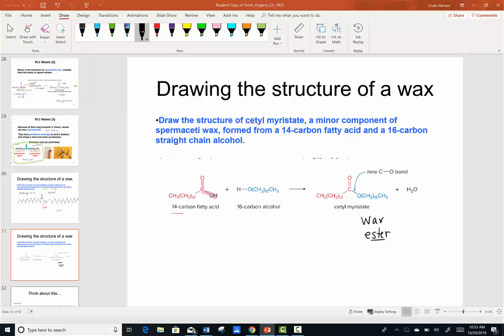So just kind of an opportunity to recheck what we drew on the first page there. Drawing the structure of cetyl myristate, a minor component of spermaceti wax, formed from a 14-carbon fatty acid and a 16-carbon straight chain alcohol, we were able to complete the wax structure. And remember, we called this a dehydration formula. Splitting out a water dehydrates the molecule.